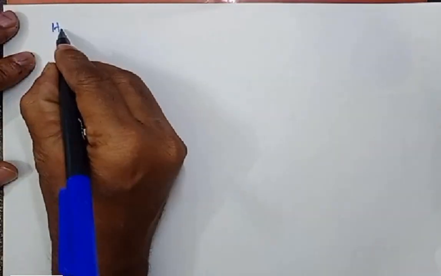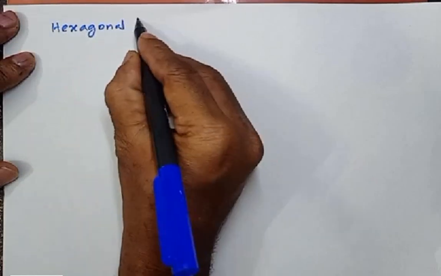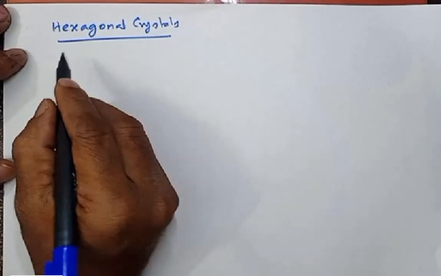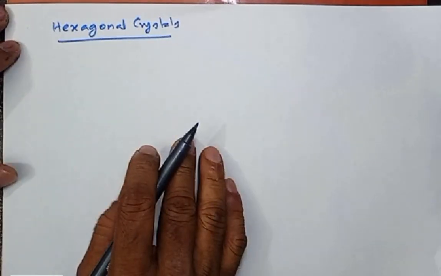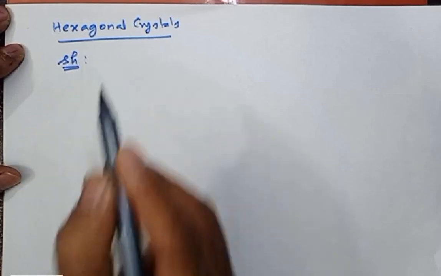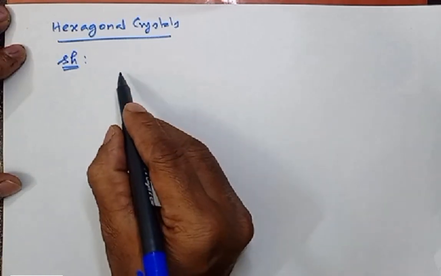After diamond cubic, now we will discuss hexagonal crystals. I have told you that in hexagonal crystals only the simple hexagonal unit cell exists. Only the simple hexagonal unit cell exists. Right? How does it look like?